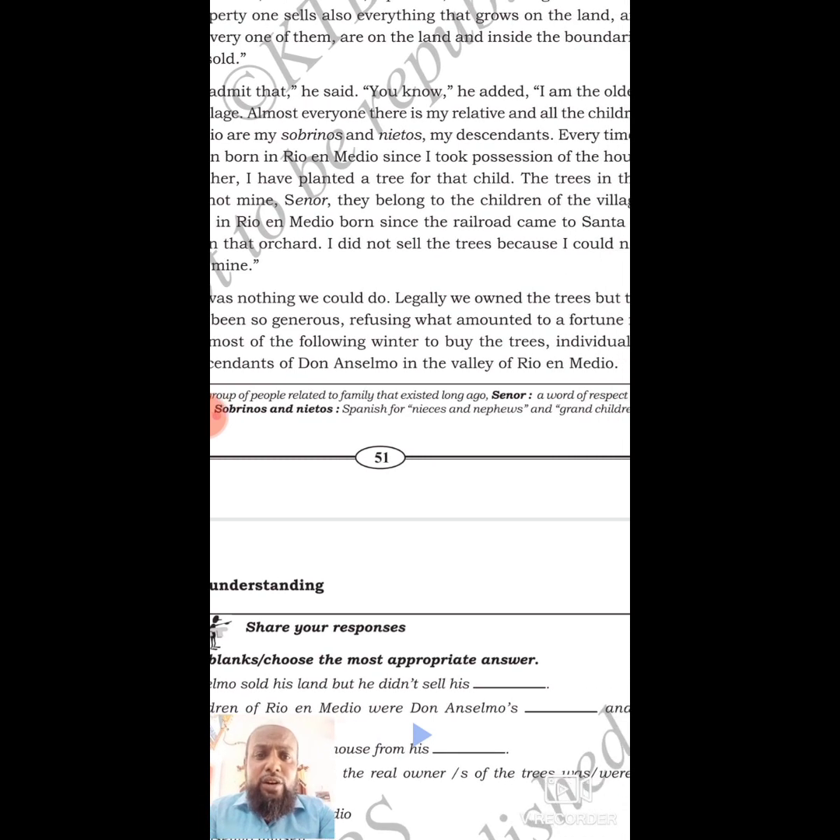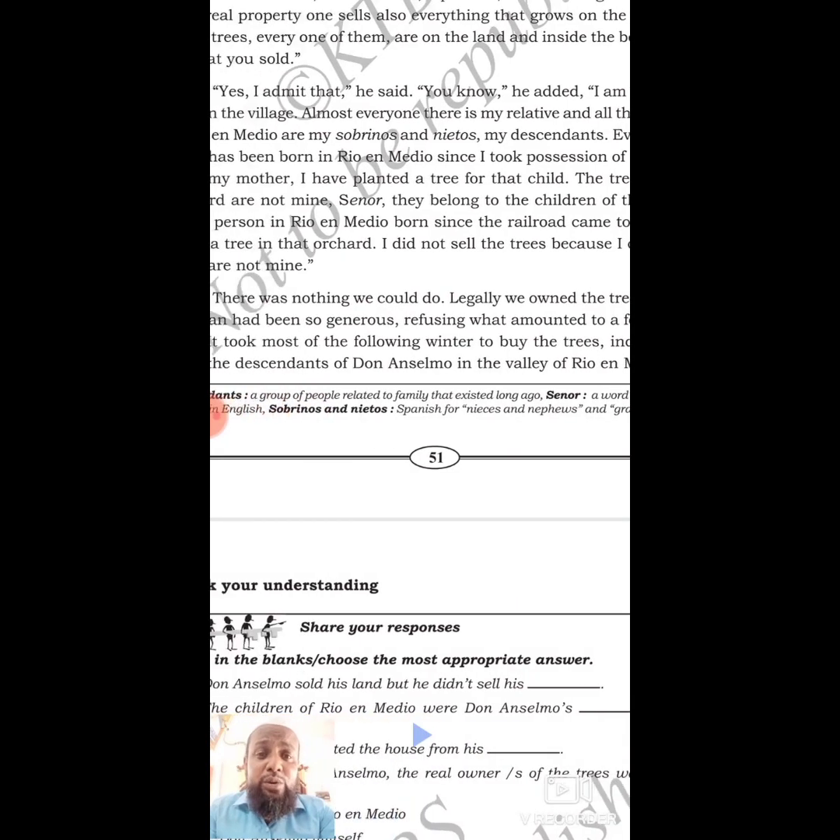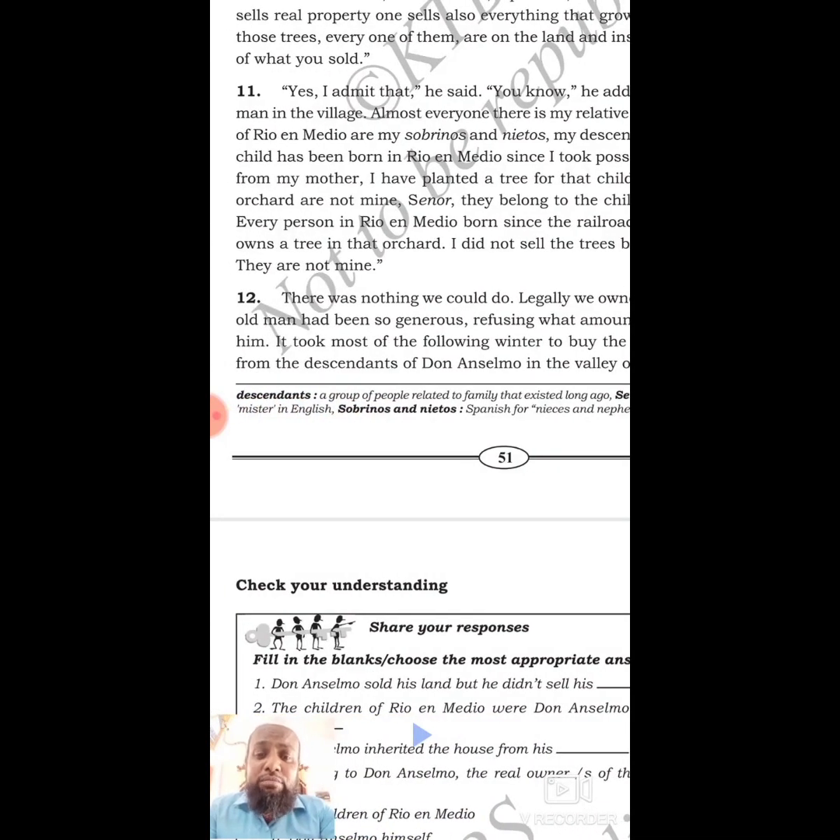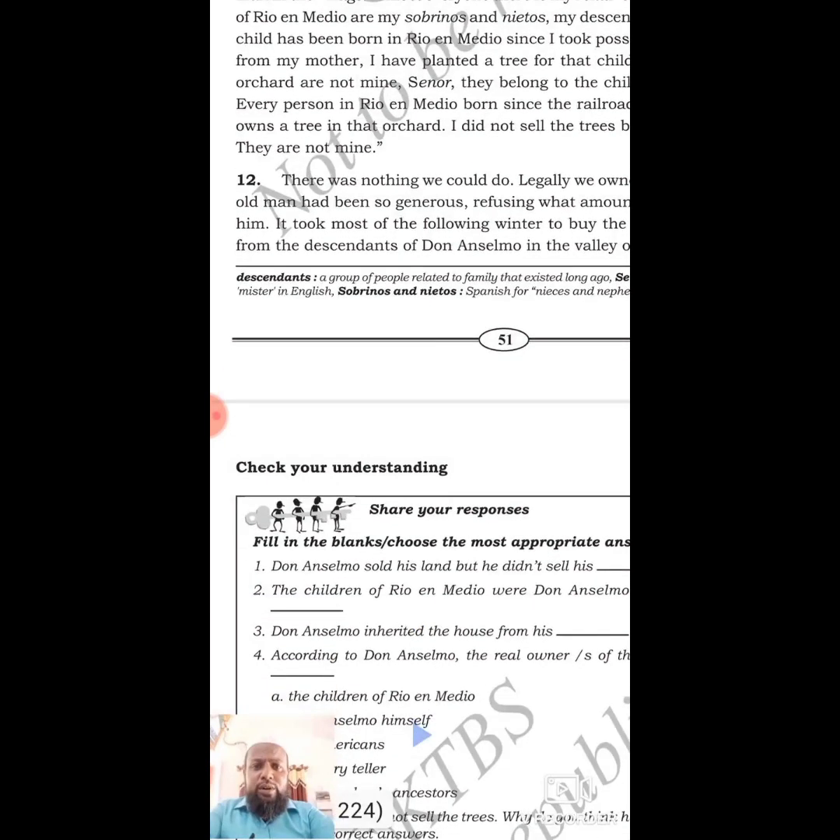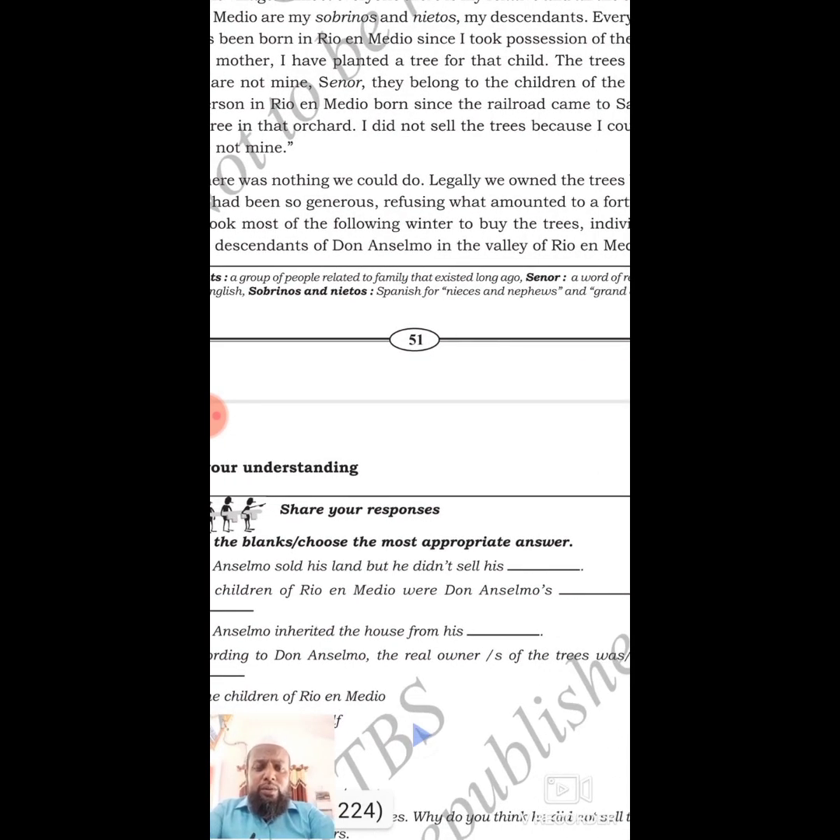I did not sell the trees because I could not; they are not mine. I cannot stop them playing in the orchard because it is not mine, it is the children's. When they took birth, I planted a tree. My mother also knew that it is not mine. There was nothing we could do. This is the right of the children who live there, and they are playing there.